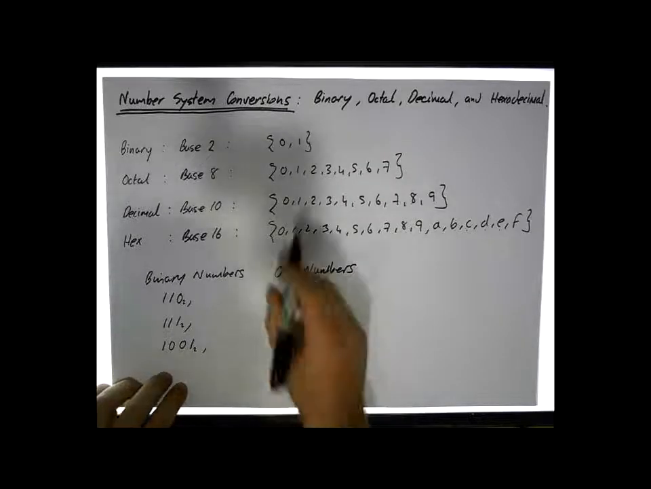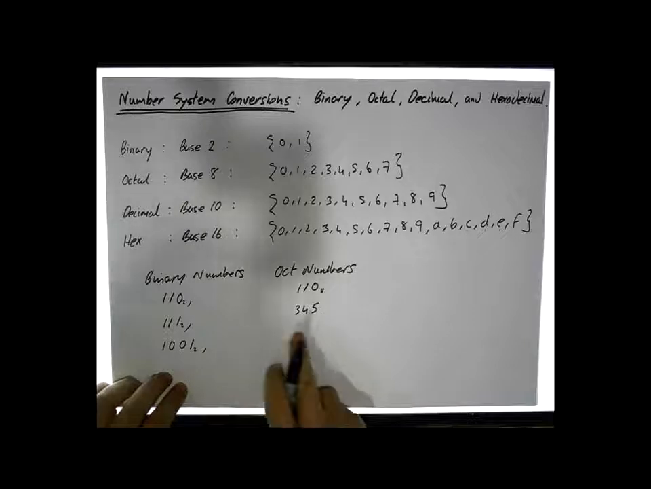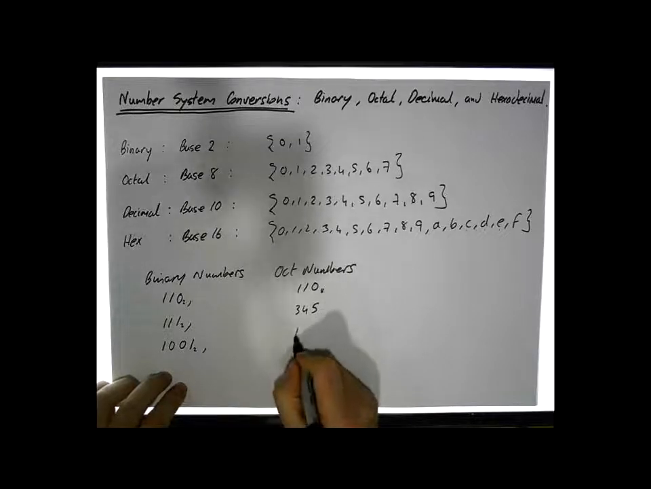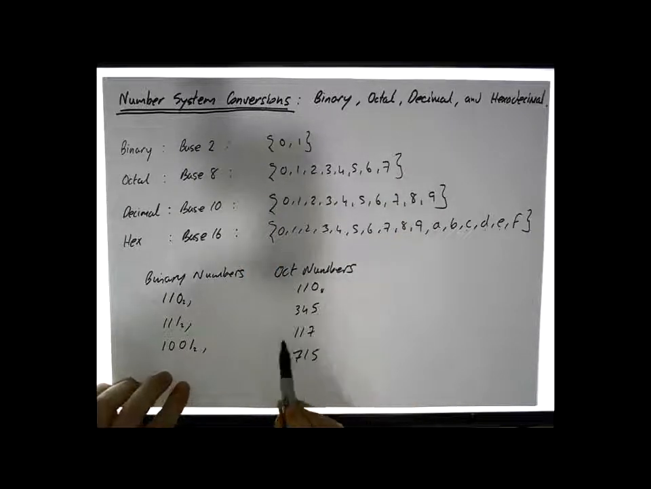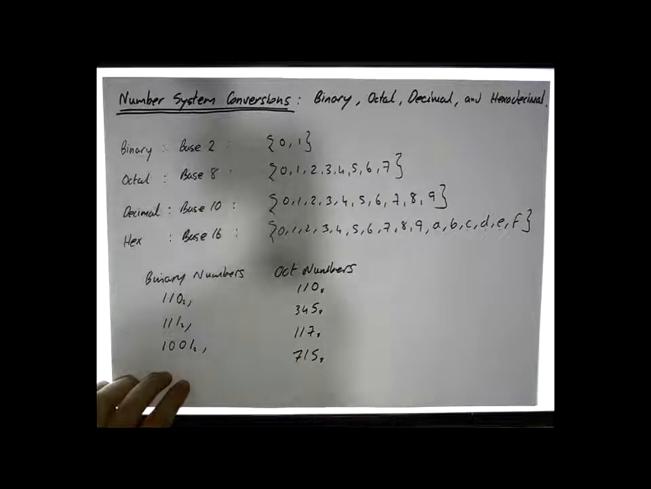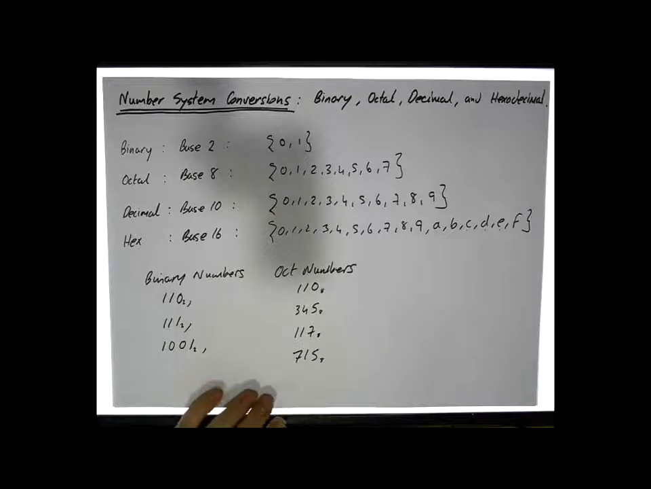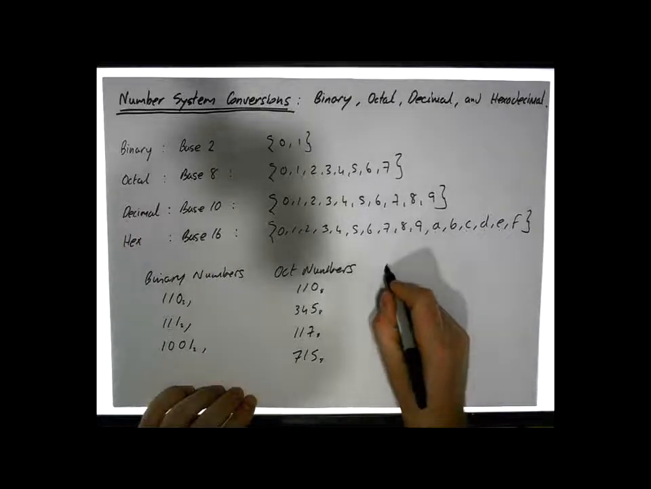Subscript 2, subscript 2. If I want to indicate that this is an octal number, I'd have a subscript 8 here. But other octal numbers could be 3, 4, 5. It could be 1, 1, 7. It could be 7, 1, 5, because all these digits are coming from this set. And once again, these do look like decimal numbers, but if we put a small subscript 8 here, we now know definitively that these numbers are octal.